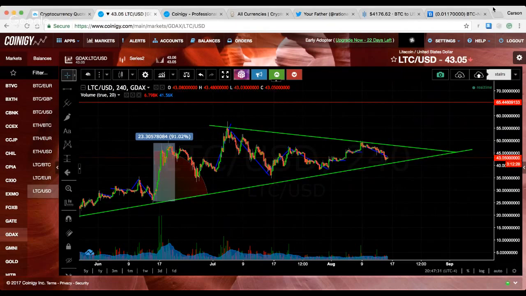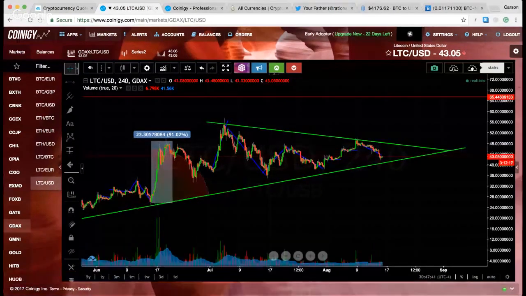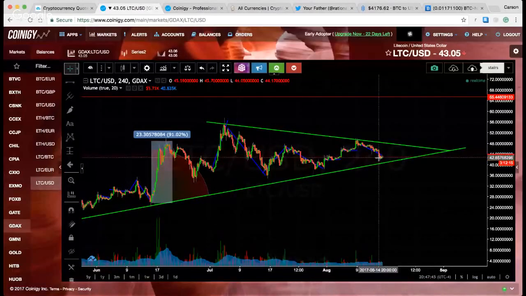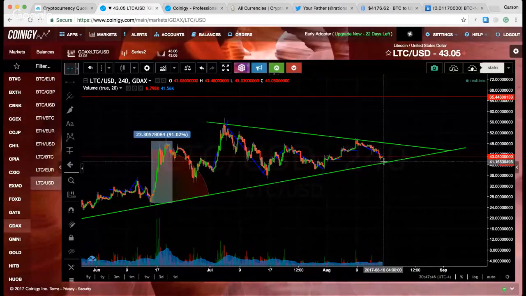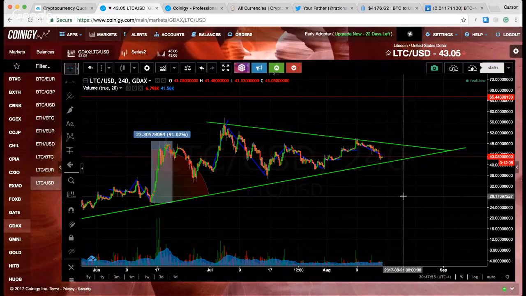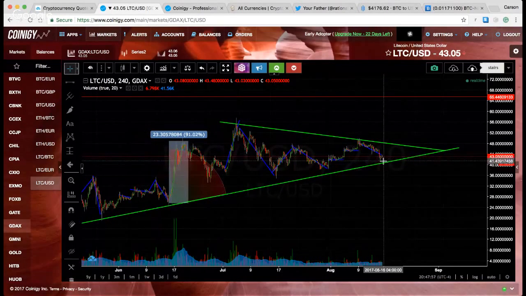NEO is more than LTC at the current moment. This is the Litecoin bottom. We could see it go down a tiny bit further, but I don't think it's going to break that trend line. We could see it go down to around $40. There's tons of support at $40, but it could go down further. But it just can't break that trend line. It really cannot break that trend line.